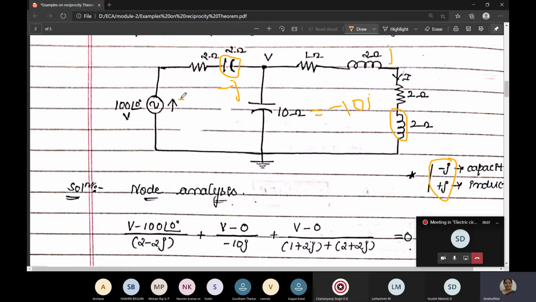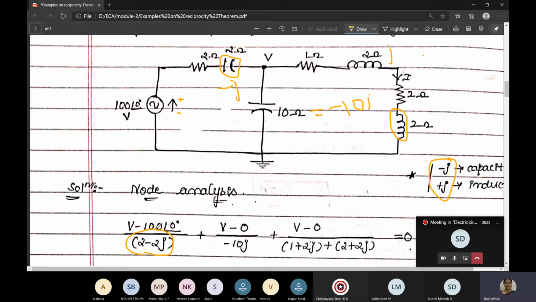The arrow mark, this represents plus and this represents minus. The head of the arrow represents plus and the tail represents minus. So since it is plus here, we'll write (V minus 100 at an angle 0) divided by resistance. Resistance is how much? 2 minus 2J. See, that is written here. 2 minus 2J. Okay, combining.